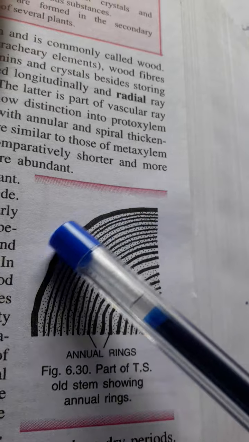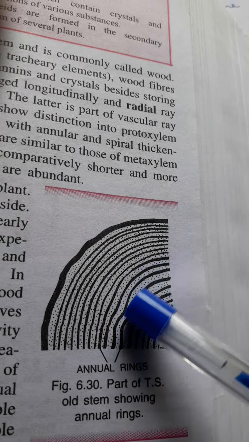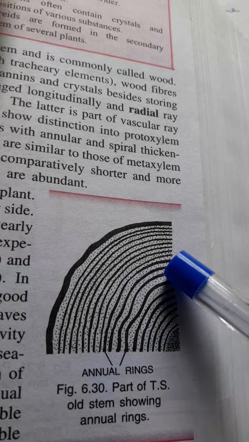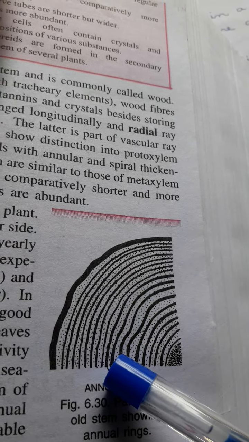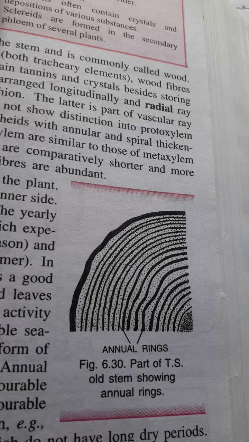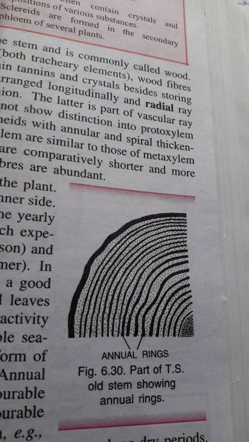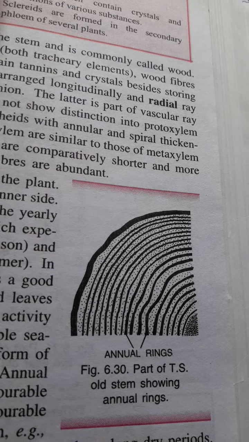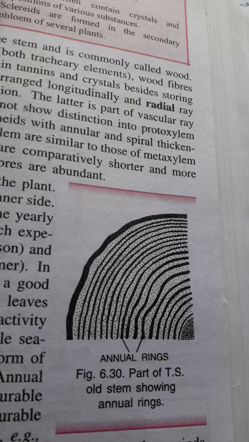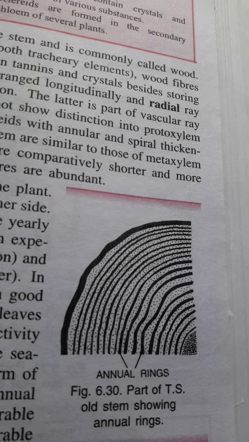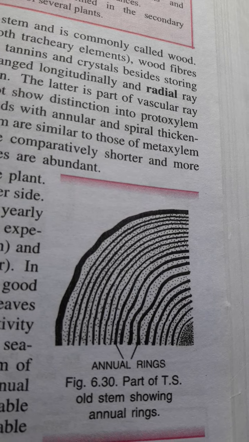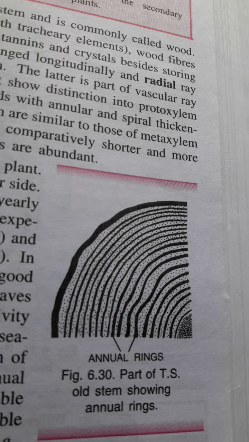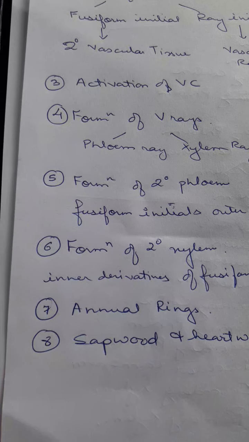Now if we look at this diagram, we will see the black colored portions, these are the winter woods or autumn woods, and the light bands are the spring wood. These two are alternately present and they indicate the rings. So by counting the annual rings, we can calculate the age of the plant, and this is done with the help of an instrument called an increment borer. With the help of an increment borer, we can calculate the proper age of the plant.